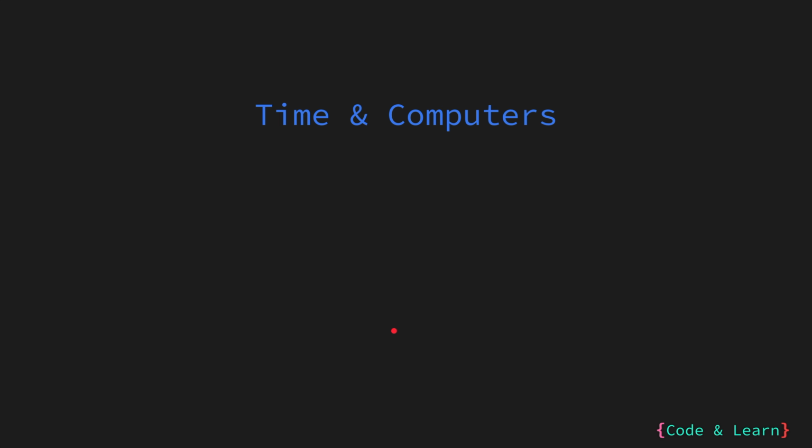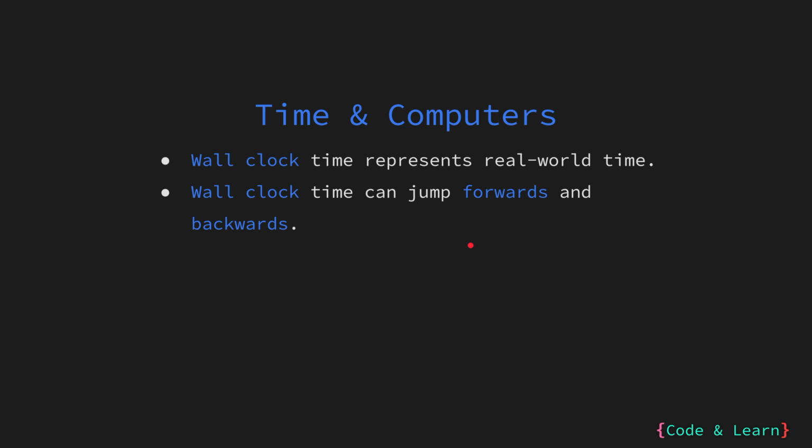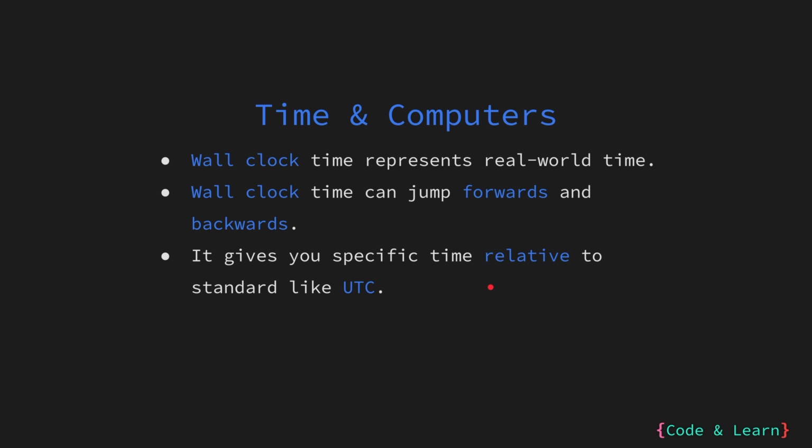So let's dive in. Before we dive into how Go handles time, let us build some background on how computer systems work with time in general. Most modern operating systems have two times, the wall clock time and a monotonic time. The wall clock time represents real world time, usually sourced from sources like NTP, or the Network Time Protocol, or the user sets themselves. The wall clock time can jump forwards and backwards to make adjustments to time like daylight saving or leap years, etc. It will give you a specific time relative to a standard like UTC.